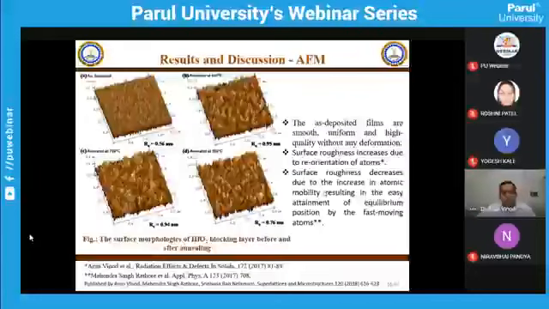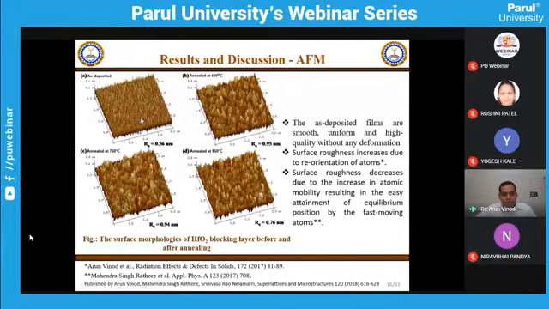Now, the as-deposited films are seen to be very smooth, uniform, and high quality. But as we can see, as we increase the annealing temperature, there is a small increase in the surface roughness.